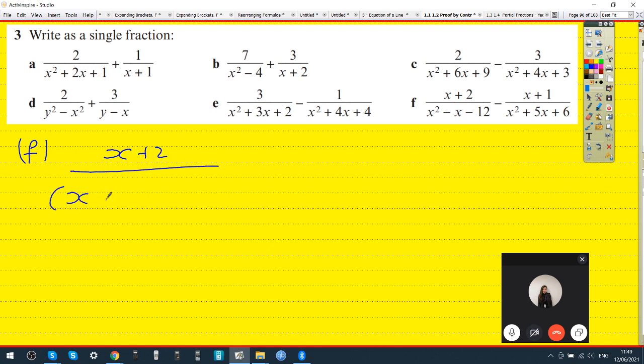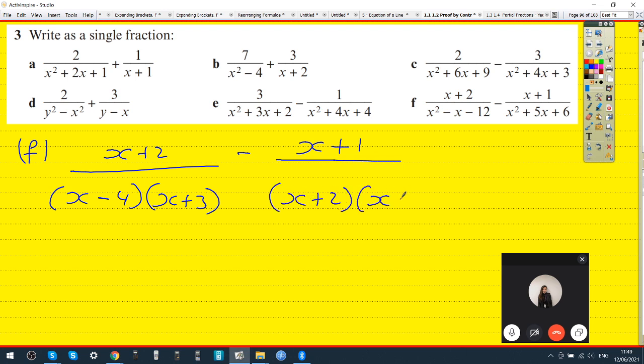X minus 4, x plus 3. X plus 2. That's it. It's a good one, that's almost a good one. All right, how do we do this? So we multiply the right by x minus 4 and multiply the left by x plus 2. Well done.